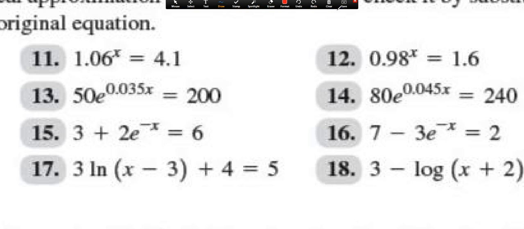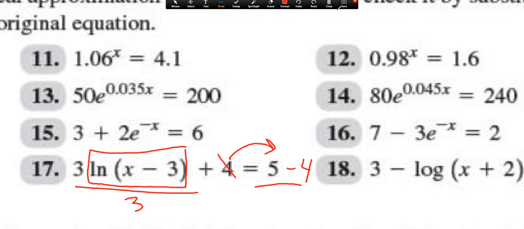17. We need a single log. Don't divide by 3 yet. Subtract 4. Thank you. All right. Then divide by 3. All right, so we have the natural log of x minus 3 equals 1/3.